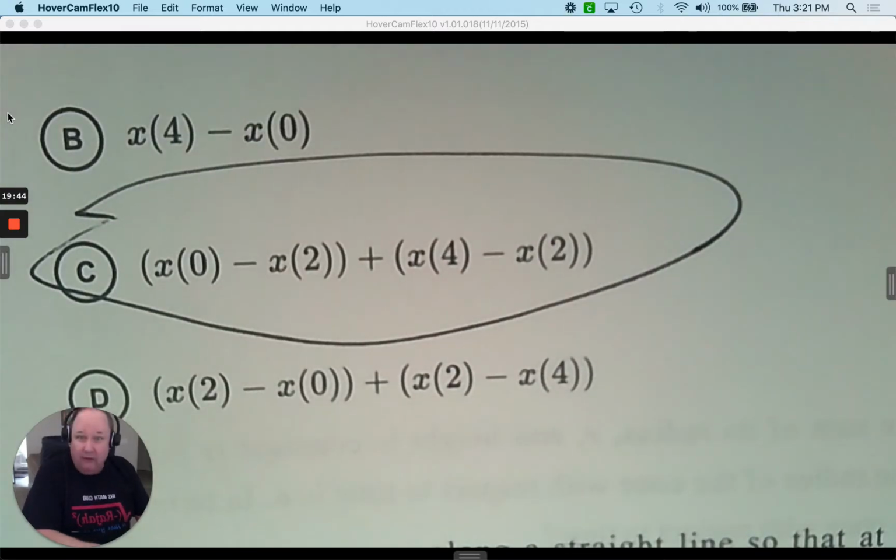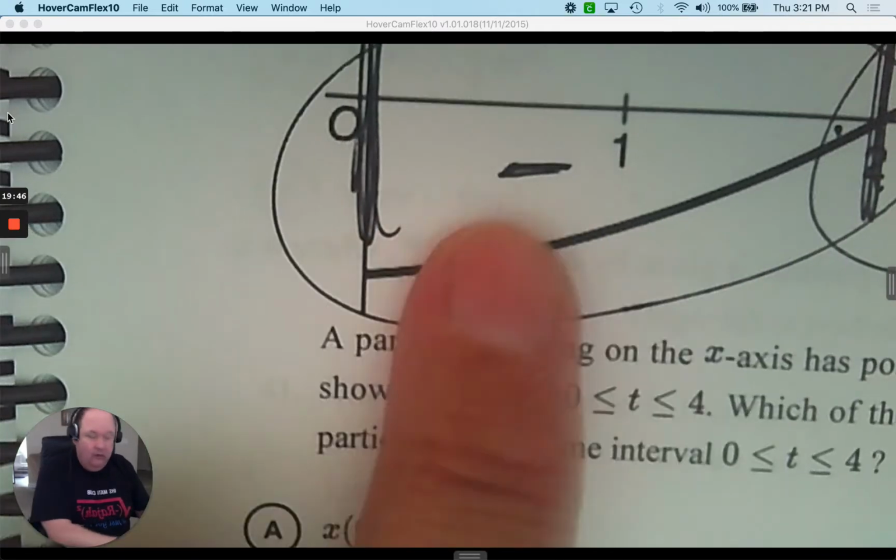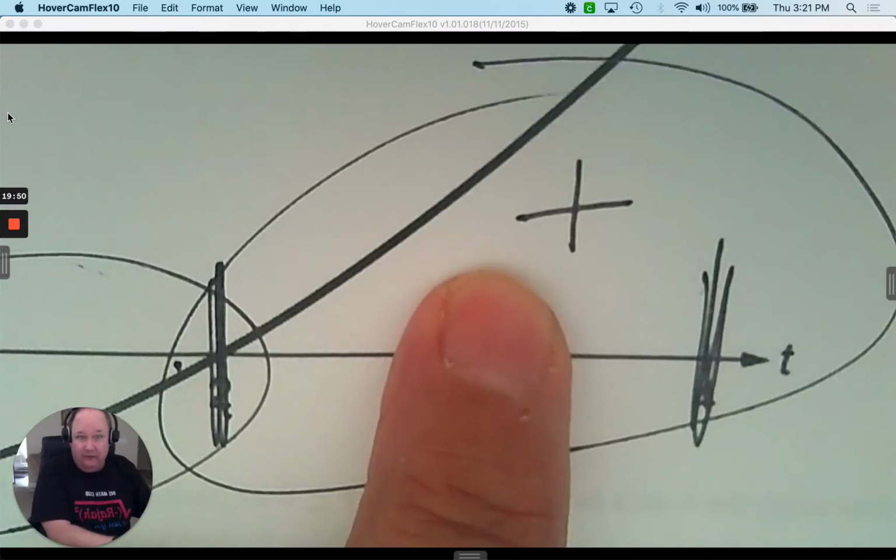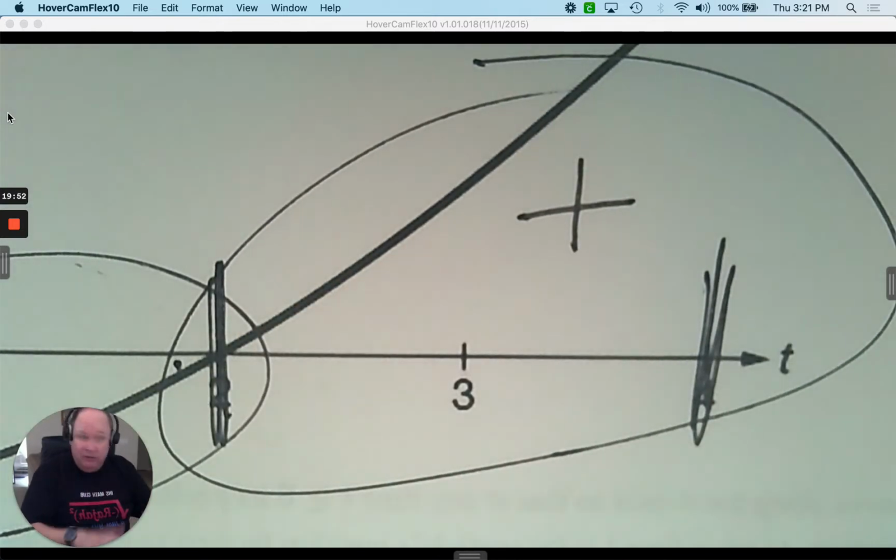So the velocity gives you direction. So you know that you're finding the distance going to the left, you found the distance going to the right, and then you add both as a positive number.